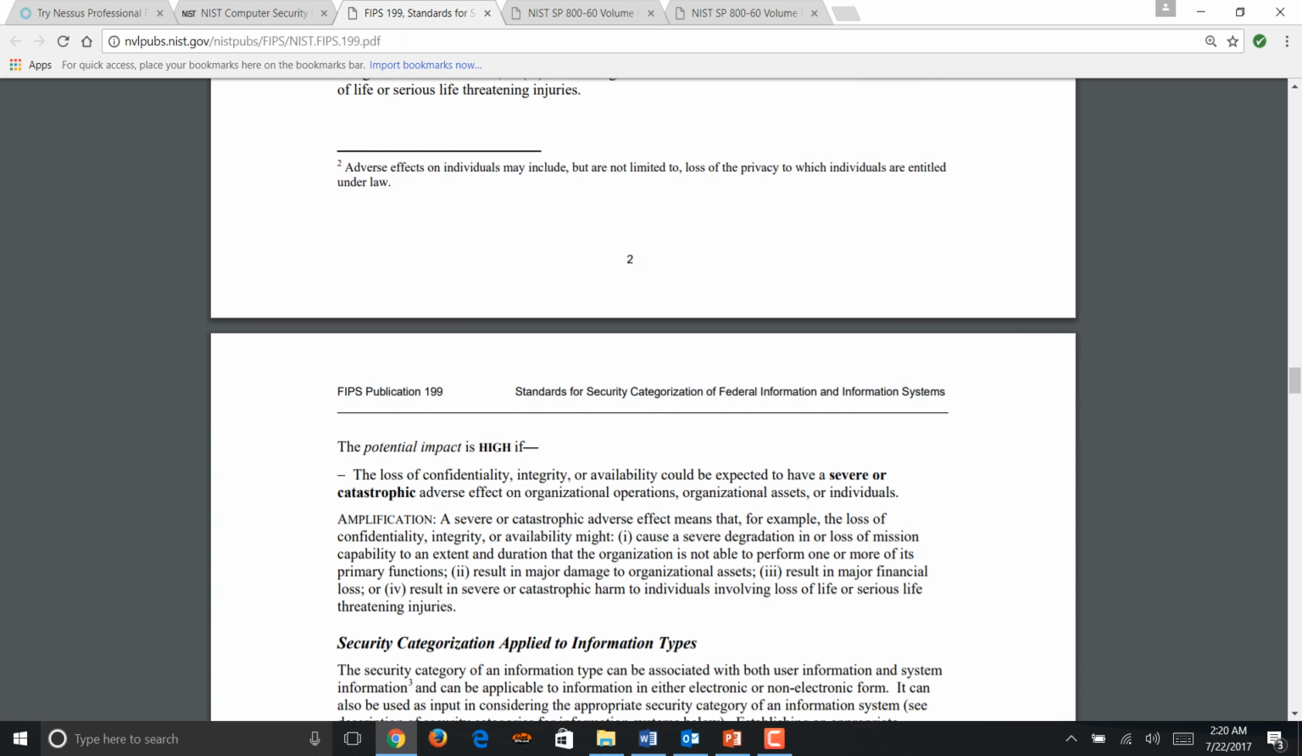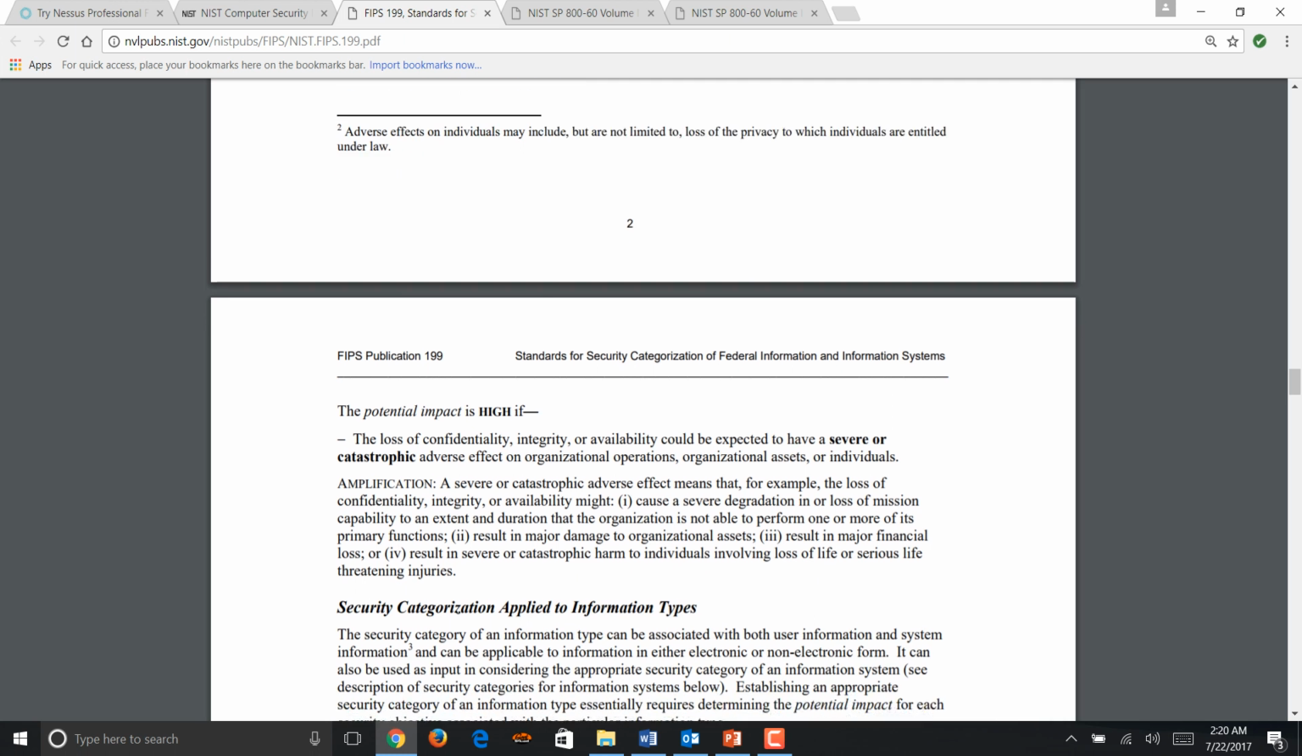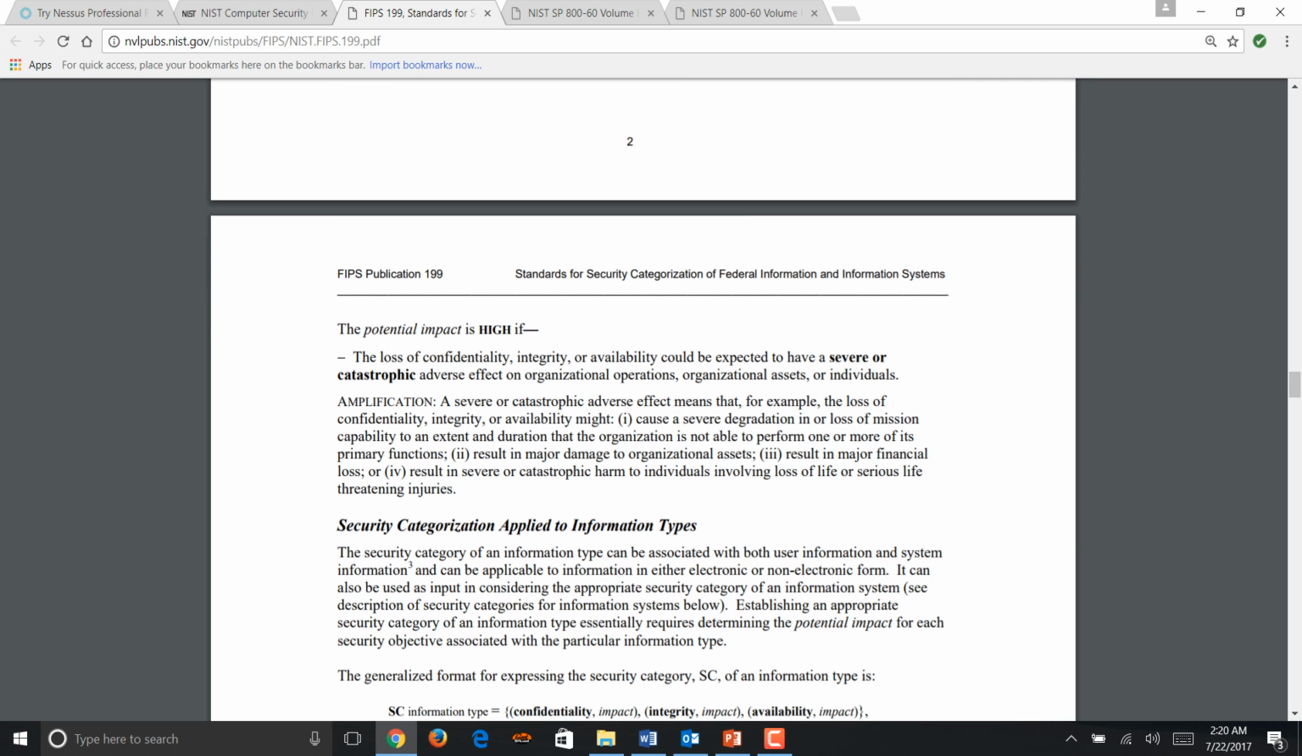Now, the last potential impact, which is high. What does it mean if we categorize a potential impact as high? It means that the loss of confidentiality, the loss of integrity, or the loss of availability could be expected to have a severe or catastrophic adverse effect on organizational operations, organizational assets, or individuals. So what does this mean?